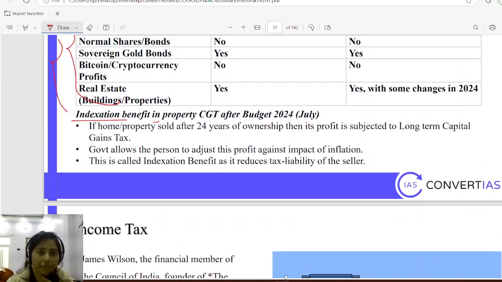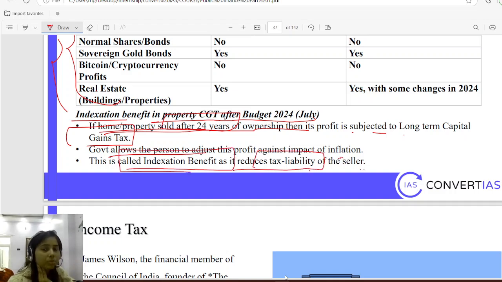Then indexation benefit in property CGT after the budget. If a home property is sold after 24 years of ownership, then its profit is subject to long-term capital gain tax. Okay, home property sold after 24 years. The government allows the person to adjust the profit against the impact of inflation, and this is called indexation benefit, as it reduces tax liability for the seller.